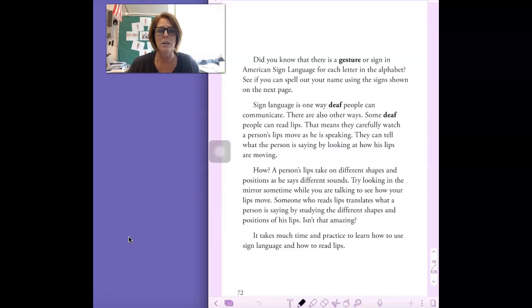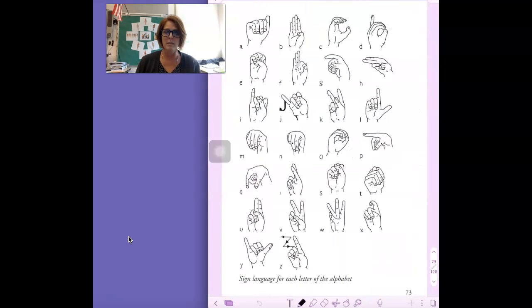Try looking in the mirror sometime while you are talking to see how your lips move. Someone who reads lips translates what a person is saying by studying the different shapes and positions of his lips. Isn't that amazing? It takes much time and practice to learn how to use sign language and how to read lips.